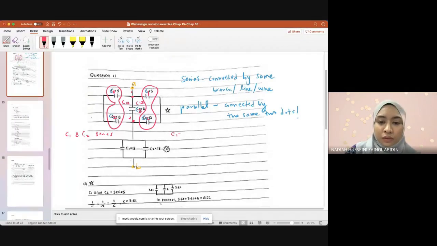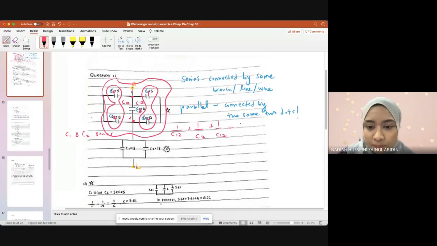So the equivalent is C12 plus C3, over C12. This should give me the equivalent for this big peanut. It's not a peanut anymore, but it's big. So this is my C equivalent for that part. C equivalent number 1.